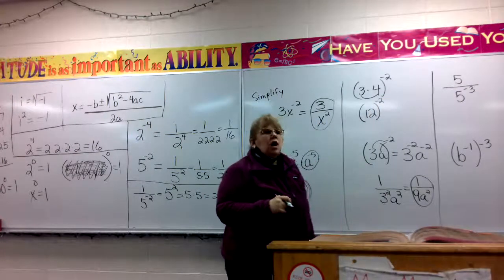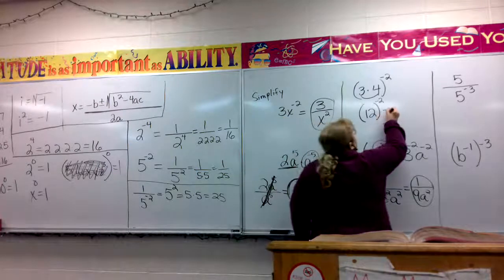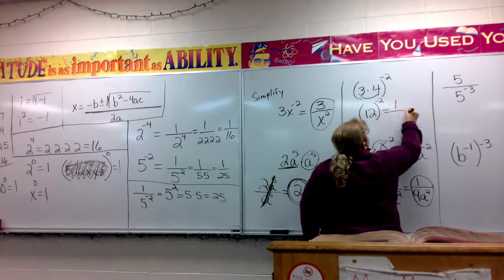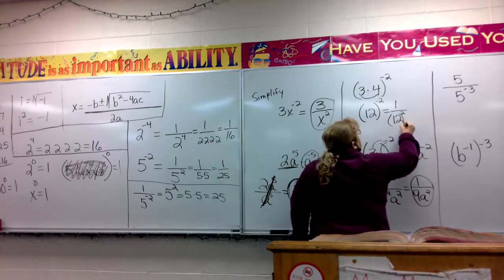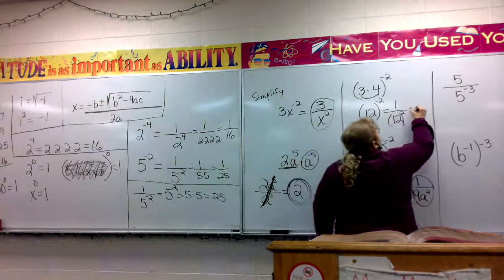12 to the negative 2. How do you make it? How do you get rid of the negative exponent? Bring it to the bottom and make it a positive 2. What is 12 squared?